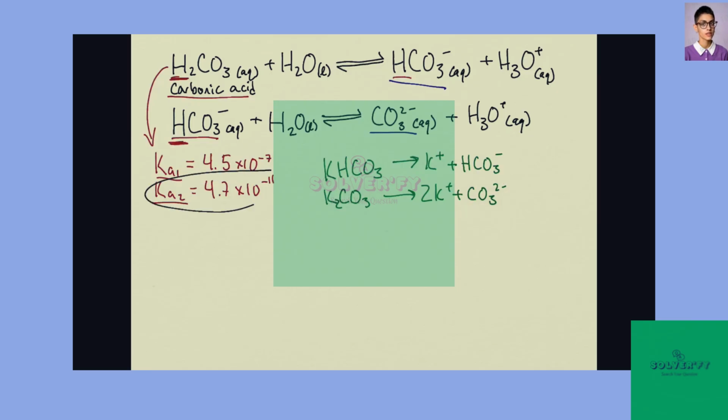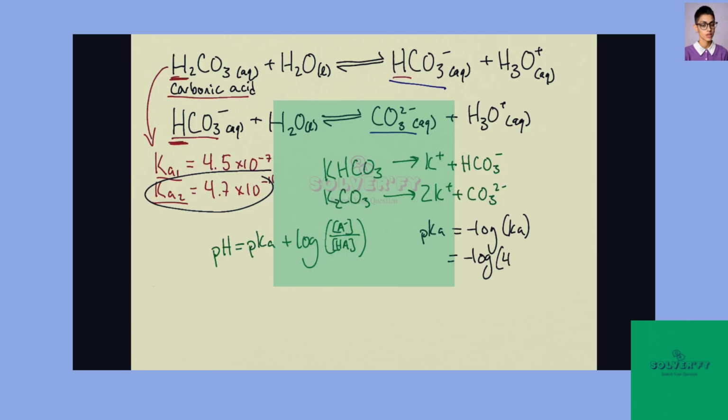So now that we know which Ka value to use, we can solve for the pH of the buffer using the Henderson-Hasselbalch equation. The pKa is the negative log of the Ka. So the negative log of 4.7 times 10 to the negative 11, since we're using Ka2. And this is equal to 10.3279.